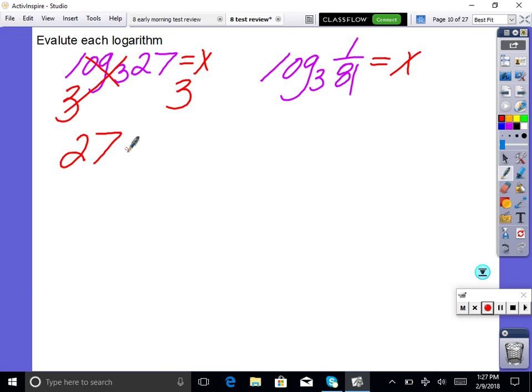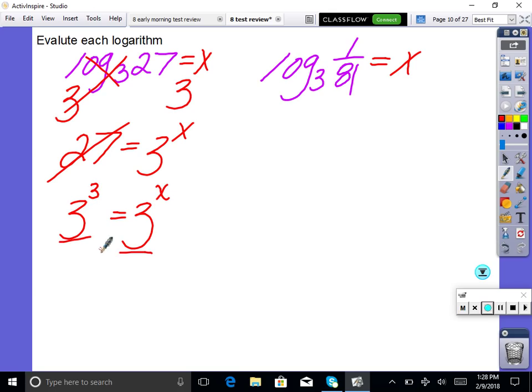So we're looking for 27 is equal to 3 to the what power? So you could solve this by trial and error, or you could get this as base 3. Well, 3 to the 3rd power is the same thing as 27. So we have 3 to the 3rd power equals 3 to the x power. Therefore, because these are the same base, we can now just conclude that x must equal 3. Basically, we're saying log to the base 3 of 27 equals 3. Our final answer is 3.